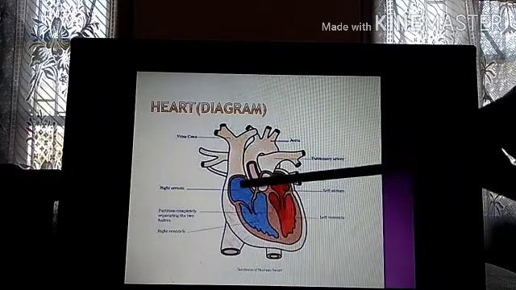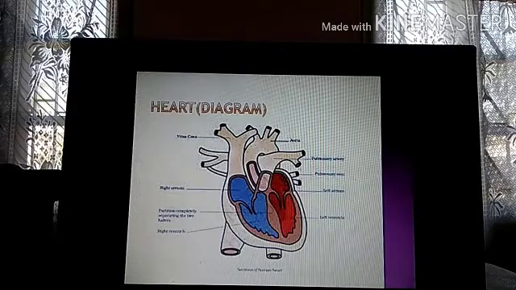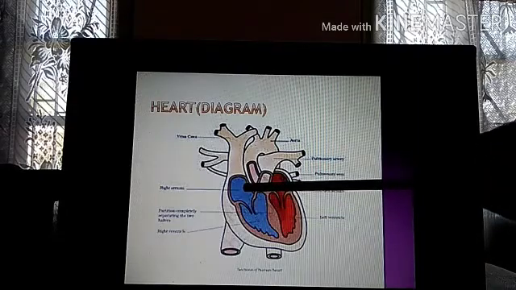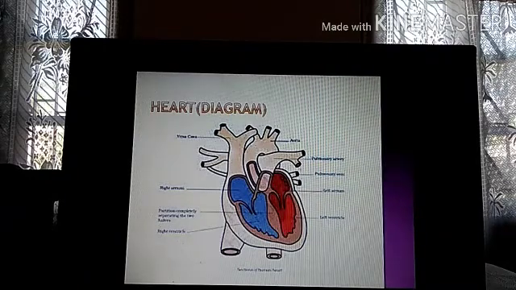This is the gate. This gate will allow the blood through. The gate is also called a valve, V-A-L-V-E. So through the valve, the impure blood, which will be carried by the pulmonary artery from the lungs. That diagram I had already shown you.